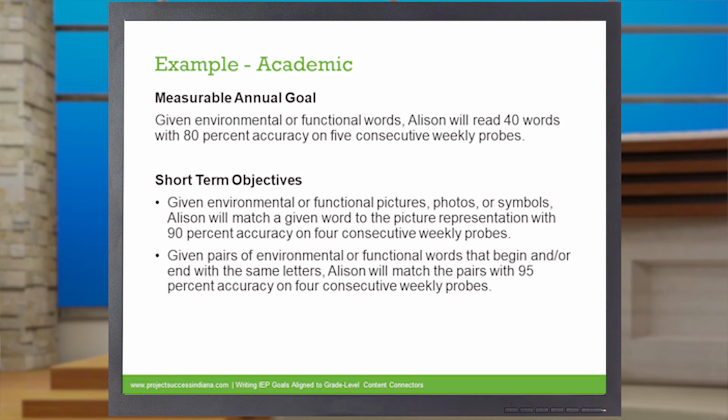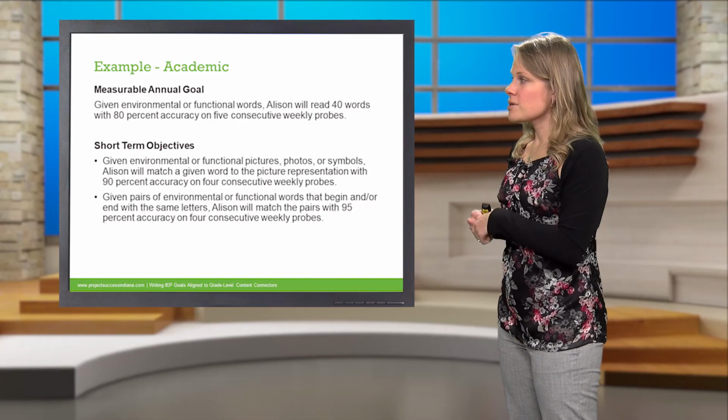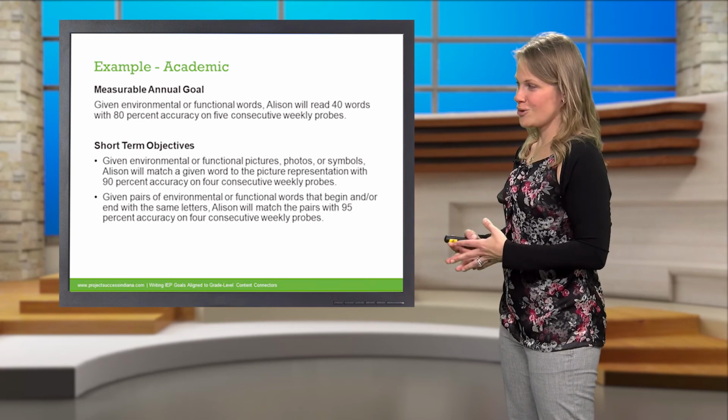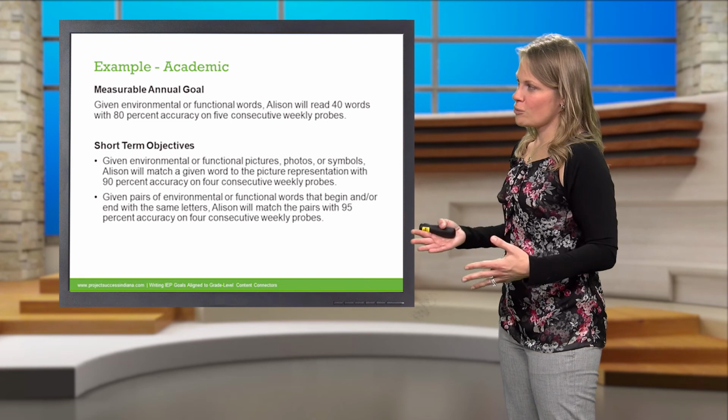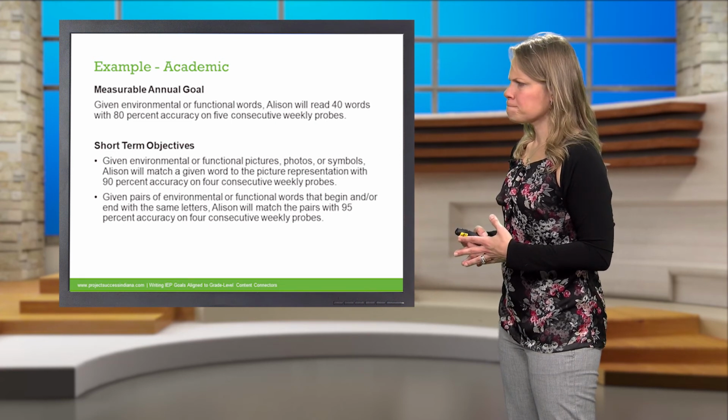This is an academic goal. I've got a measurable annual goal up there on top, and then a couple of objectives that might be listed underneath. This will help sort of differentiate between what we mean when we're talking about a measurable annual goal, and what we mean when we're talking about short-term objectives. Again, these are just examples. I wouldn't consider these exemplars or templates for you to then kind of remove words and put in your own words. It's more to make a broader point of here's what a goal might be phrased like, and here are what some objectives might look like.